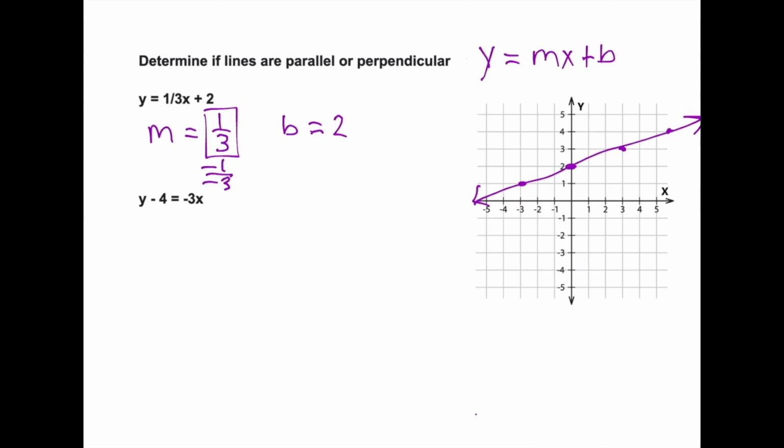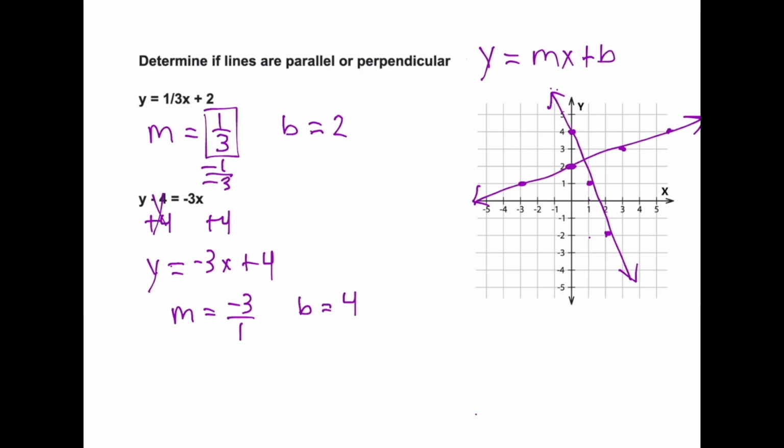This second one is not in the right format, but we can quickly get it there by adding 4 to both sides. So we have y equals -3x plus 4. Our m, or our slope, is -3. Remember, we need to write that as a fraction, so we can put it over 1. And our y-intercept is 4. So starting at 4, we're going to go down 3 and positive 1. Down 3 and positive 1.